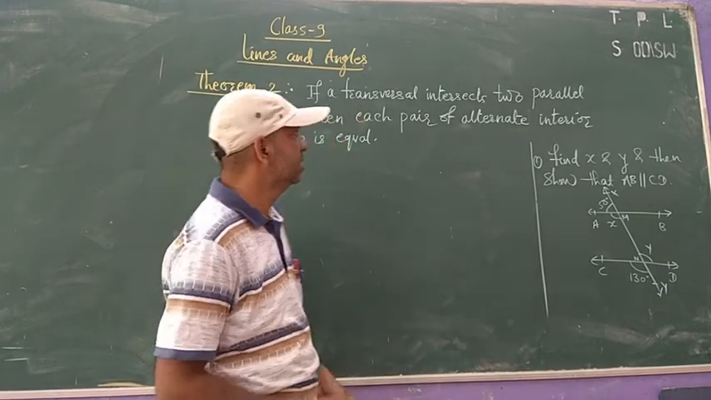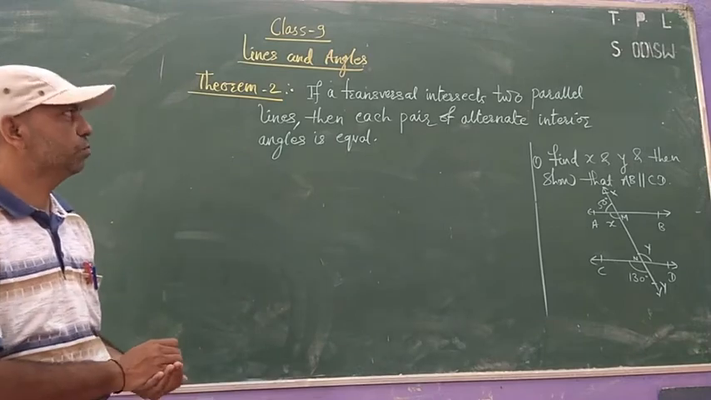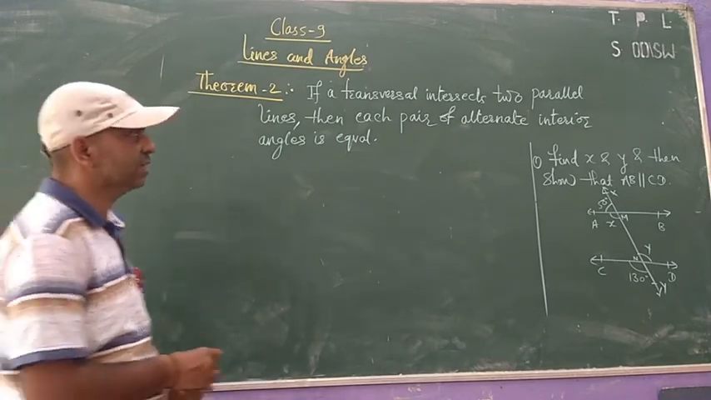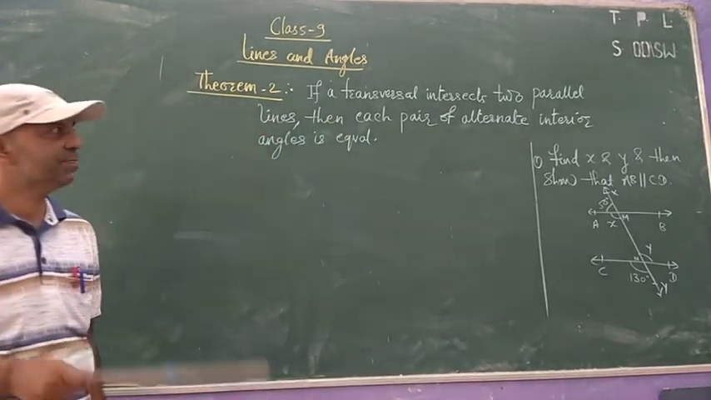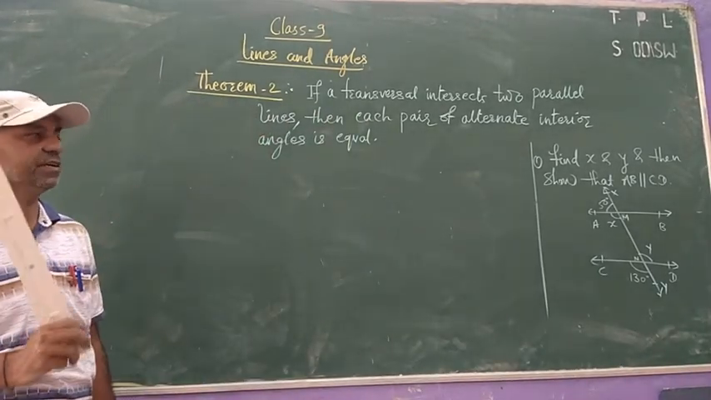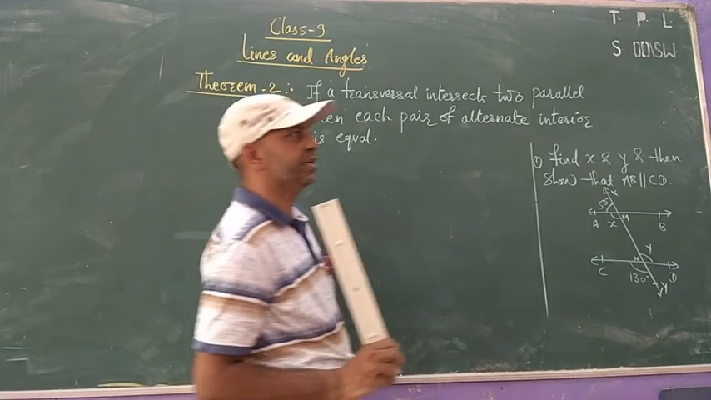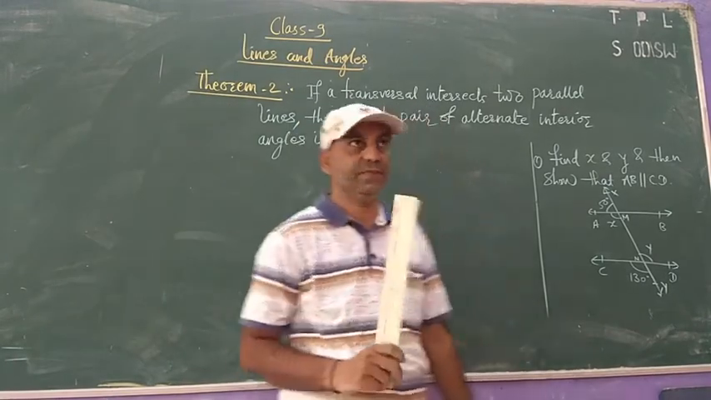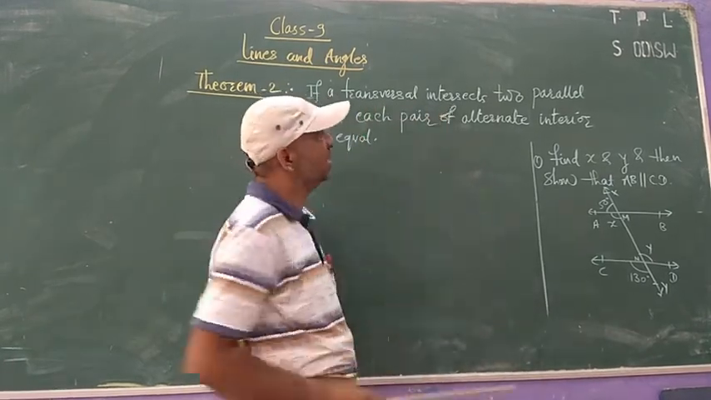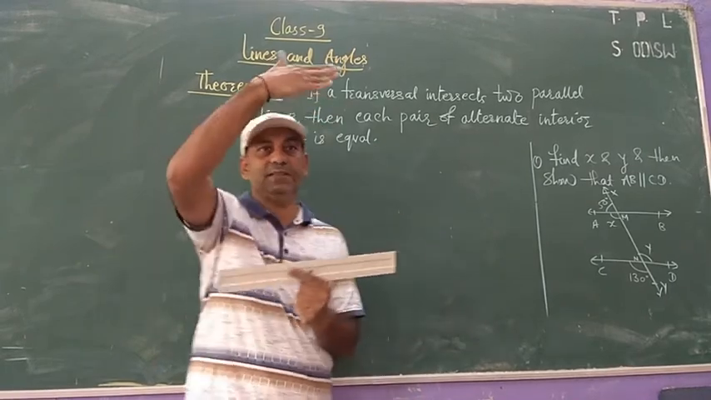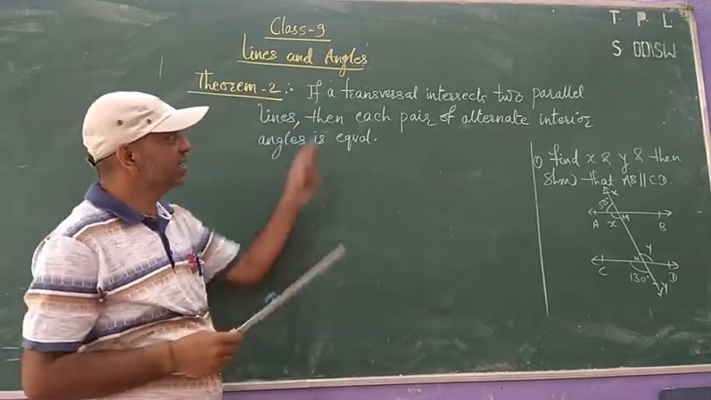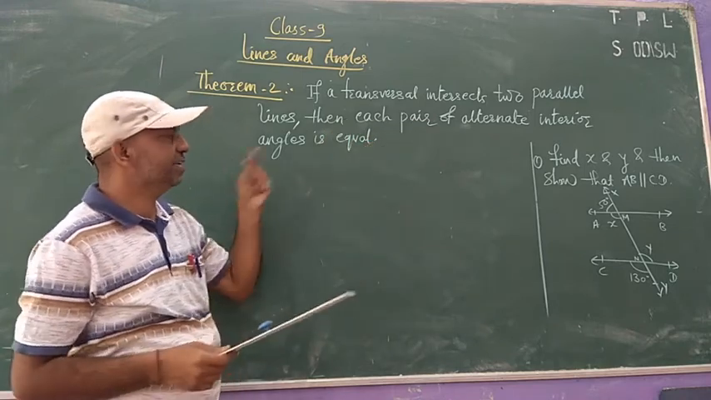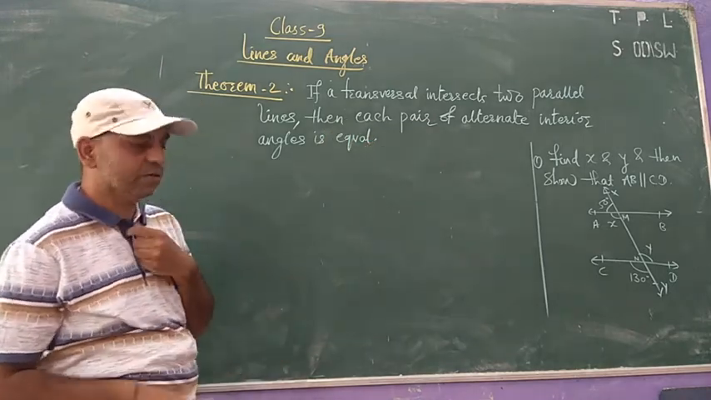Today we take theorem number 2. If a transversal intersects two parallel lines, then each pair of alternate interior angles is equal. Okay, if a transversal intersects two parallel lines, so these two parallel lines, and if a transversal intersects, then each pair of alternate interior angles is equal.